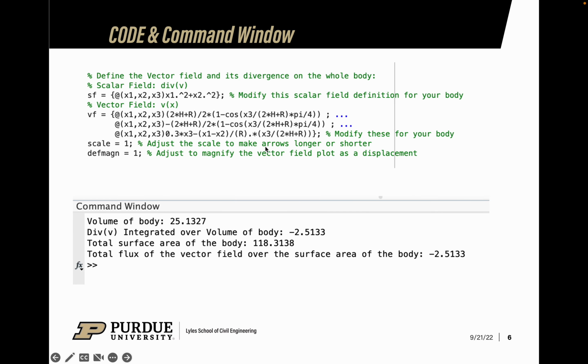So this is the code with the scalar field and the vector field that I explained before. And once I run my program, I'm going to get the volume and the surface area that I have been getting before, and I'm also going to get the divergence integrated over the volume of the body, that is going to be negative 2.513. It is a very close value to the hand calculations that I just did.